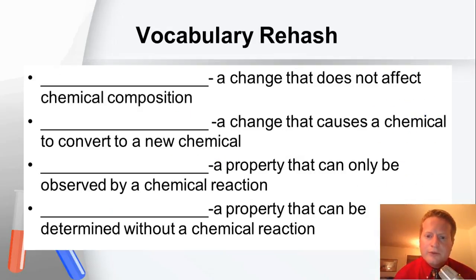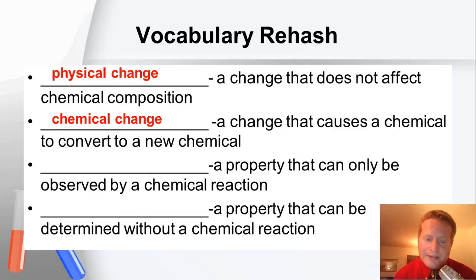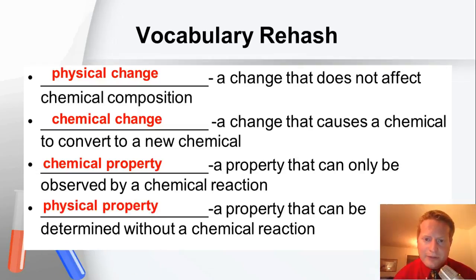Okay, so quick vocab rehash. A change that does not affect the chemical composition, that's a physical change. A change that causes a chemical to convert to a new chemical, that is a chemical change. So you're making something new. A property that can only be observed by a chemical reaction is a chemical property. And a property that can be determined without a chemical reaction, that is a physical property.